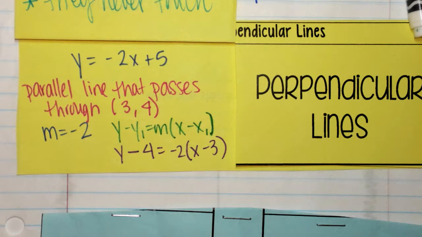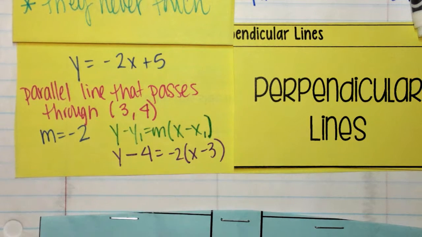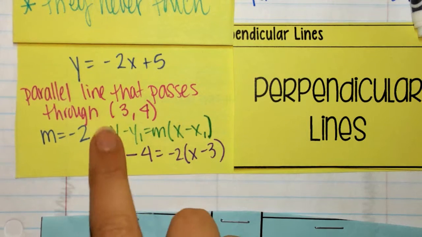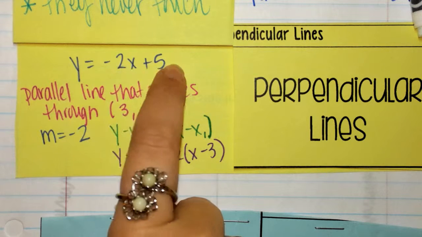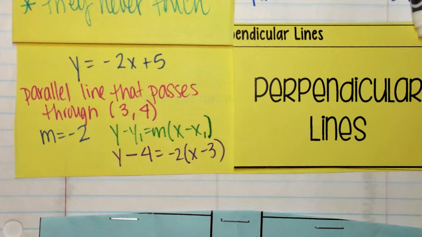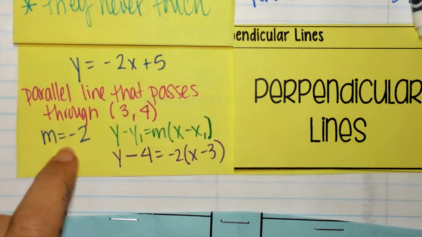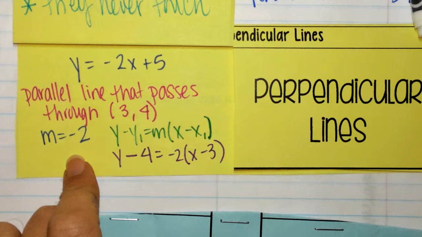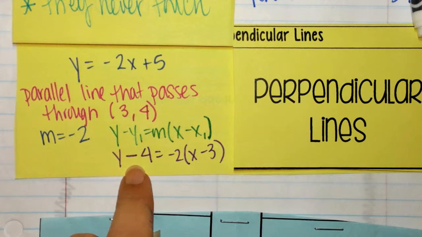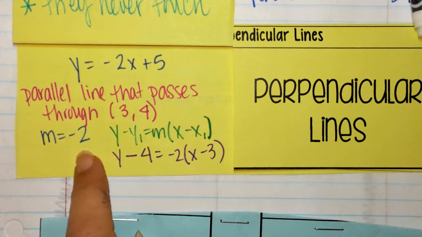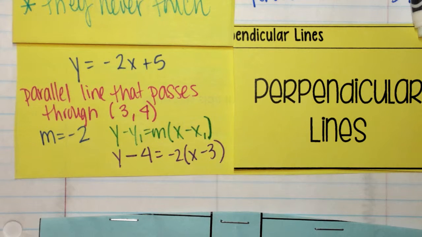Okay, so let's review what we just did. We needed the parallel line. So what do we know is true about parallel lines? They don't touch. They have the same slope. So to write our equation, we got our slope. Why did we choose -2 and not 5? Because 5 is the y-intercept. Very good. So we took our slope of -2. We have a point. We have a slope. We write it in point-slope form. So we just said y minus 4 equals -2 times x minus 3. Boom, we're done.